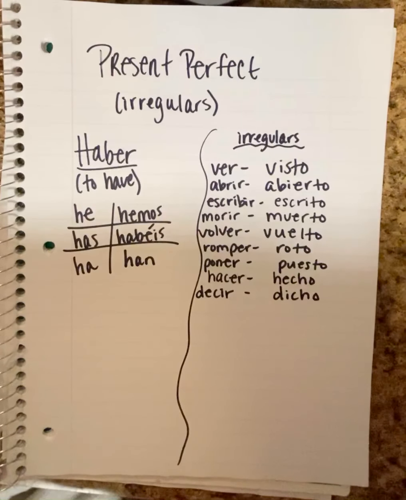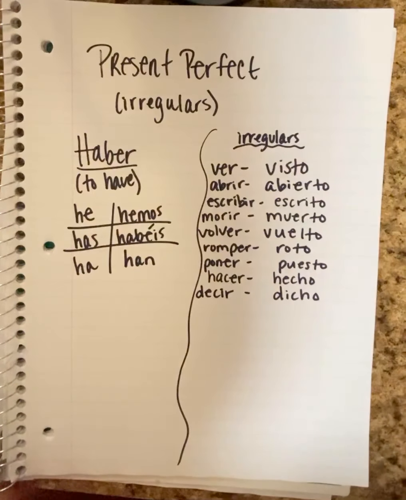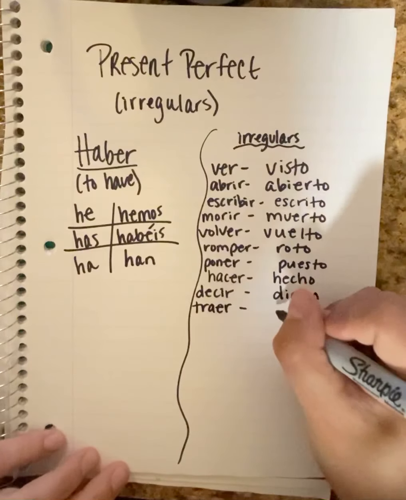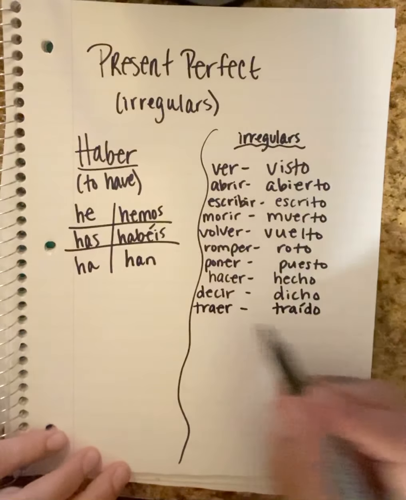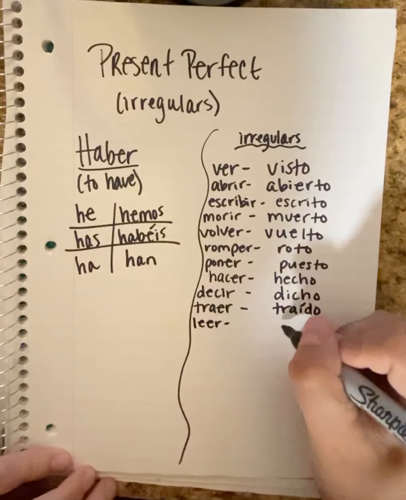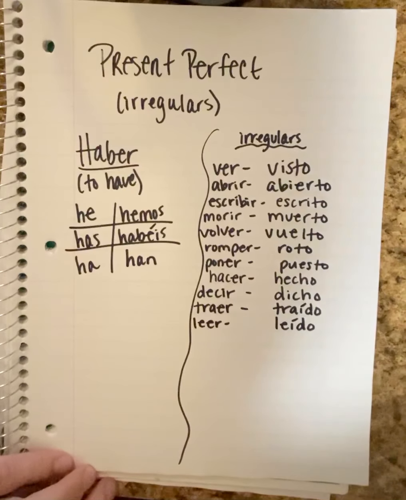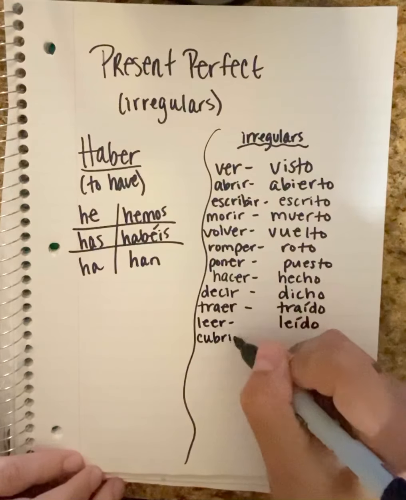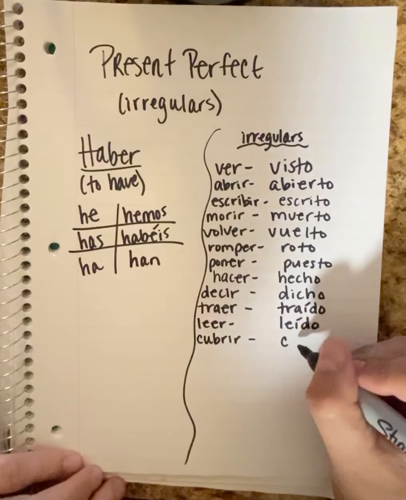I'll give you a few other irregulars. The verb traer, to bring, gets an accent because it's a double vowel. Same with the verb leer, to read. Leído. Okay. The verb to cover, cubrir, goes to cubierto.